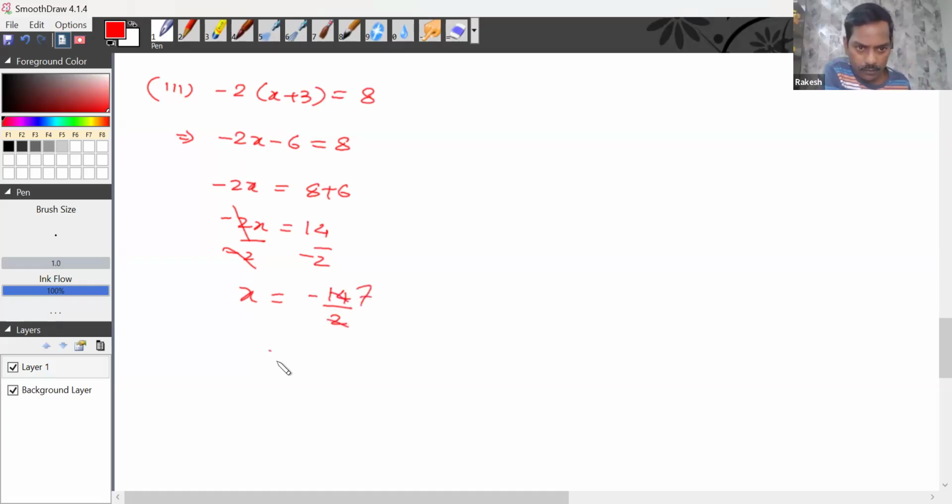So this will go by 7 times. So the value of x is minus 7. This is the solution. I hope you too have got the same value, right?